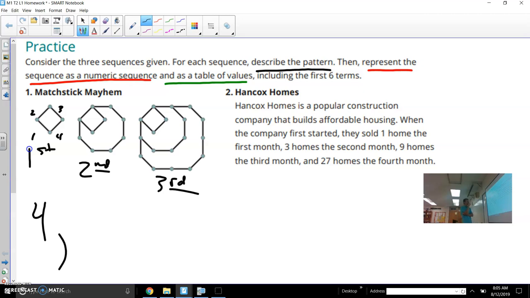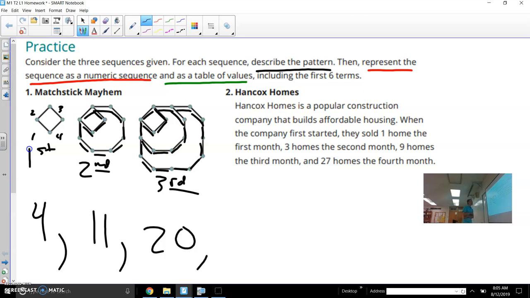So then we look and see, well, how many other matchsticks are involved in the second one? So we start counting 1, 2, 3, 4, 5, 6, 7, 8, 9, 10, 11. And then we get to the third picture, and we'll do the same kind of thing. 1, 2, 3, up to 20. And so now we start thinking about, well, what will the next picture be? And how many matchsticks would be in the very next picture?